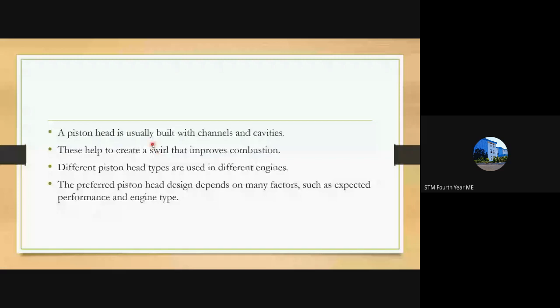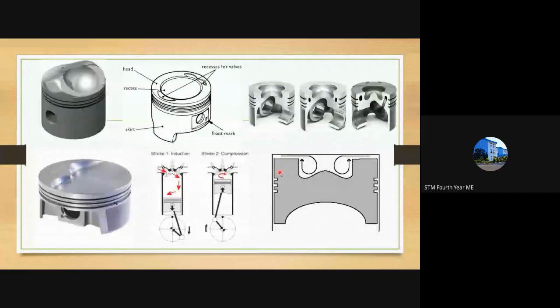Different piston head types are used in different engines, that is, different cavities are provided. These are some of the cavities shown. This is a dome type piston. It is in the shape of a dome, and you can see there is a cavity here, in the same way a cavity here also, and another cavity here. This one is for the valve.